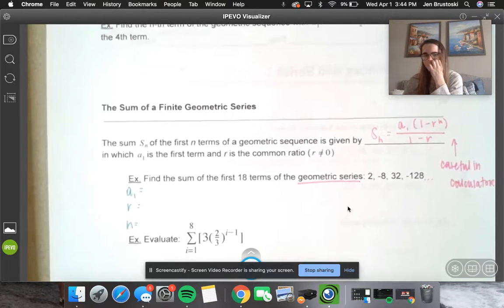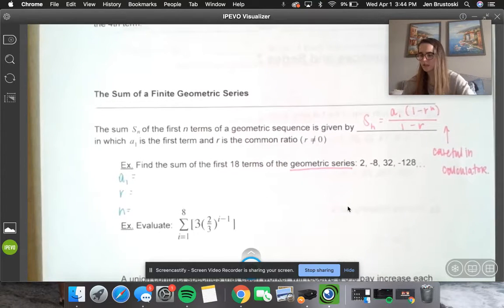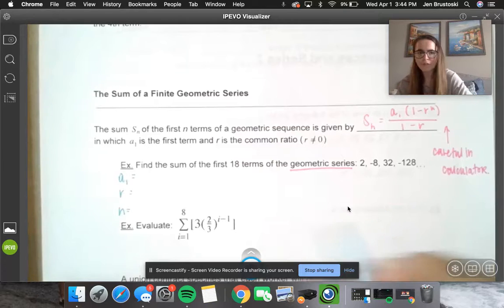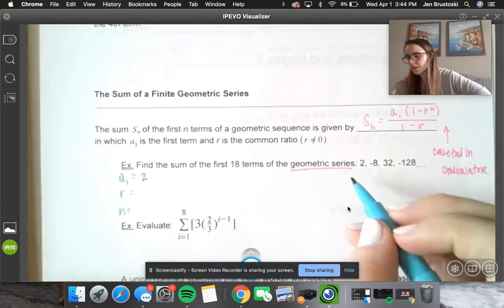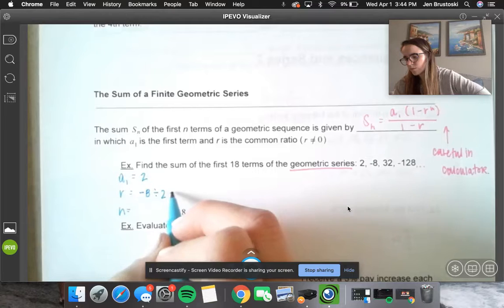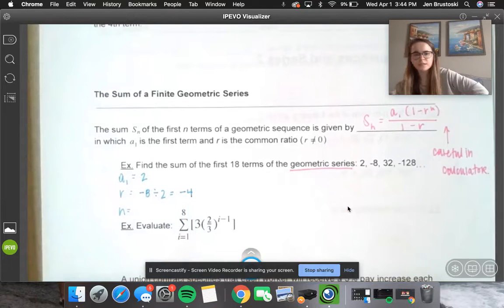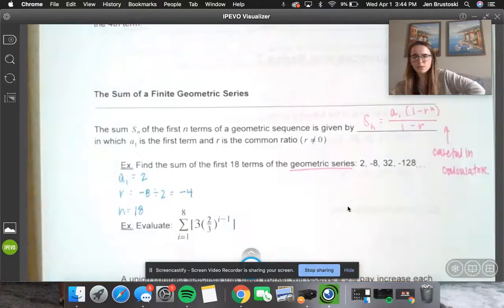Okay, so we have a sub 1, which is our first term, 2. We have r, which is going to be our common ratio. The way that we find that is -8 divided by 2, which is -4. And then our n is going to be the number of repetitions of that, so 18. And we just plug that into our equation.